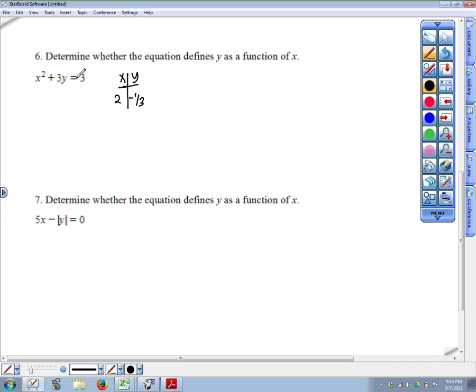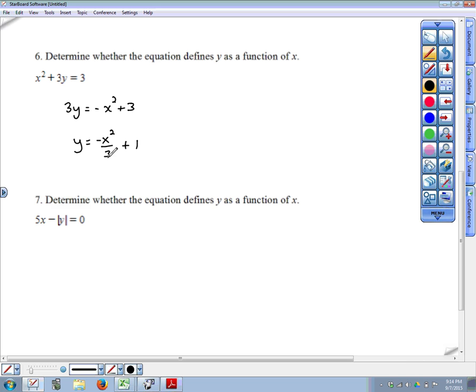Here's another way you could think about testing this. If you solved this equation for y without plugging any specific values in for x, you could subtract the x squared from the other side, and then divide everything by 3. And what you're left with is y equals negative x squared divided by 3 plus 1.